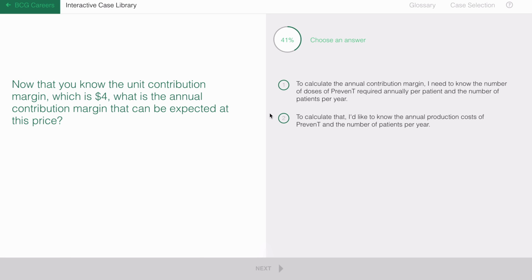Answer choice 2 says, to calculate that, I'd like to know the annual production costs of Prevent-T and the number of patients. So we already seem to know the annual production costs, right? We know how much it costs per dose. And just because we know the number of patients doesn't mean we know the number of doses. Different patients might take a different number of doses, so we need the average dose per patient in addition to the total number of patients. So that's why we go with answer choice 1 here.